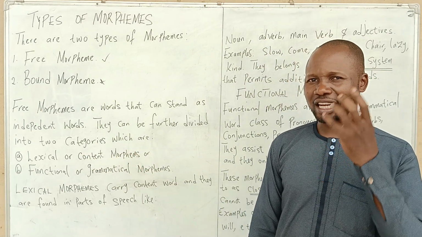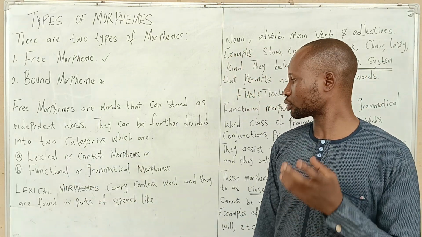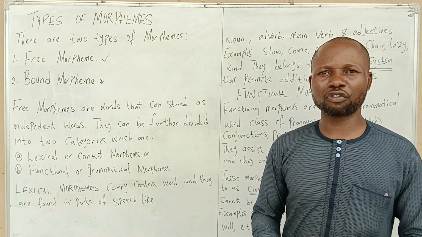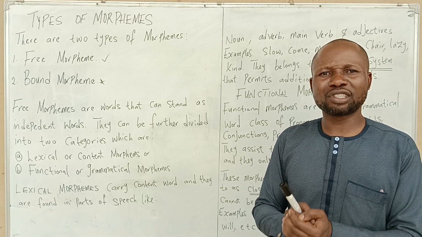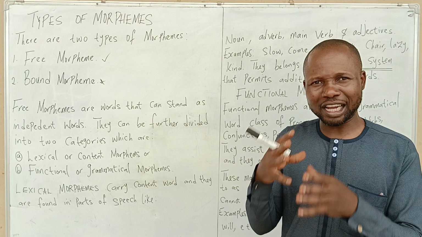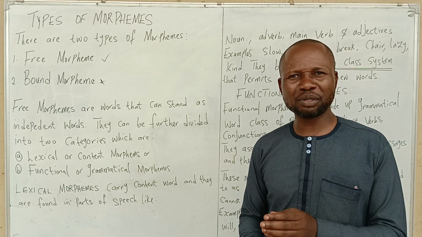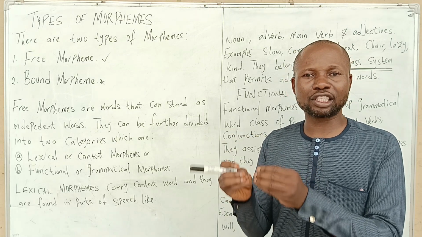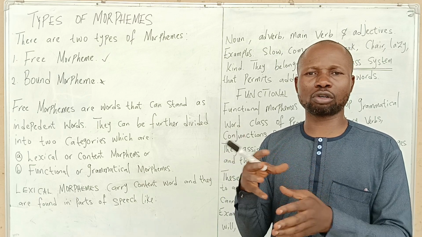All right, so as I said, a free morpheme can as well be divided into two categories, which are lexical or content morphemes. Lexical means it has the meaning, content. It means any word that appears carries the meaning by itself. Then functional or grammatical morphemes. It means they are just those small words that are put in between the content words to help them. Are you getting it? I will give you examples later, so let me not juggle two things together.